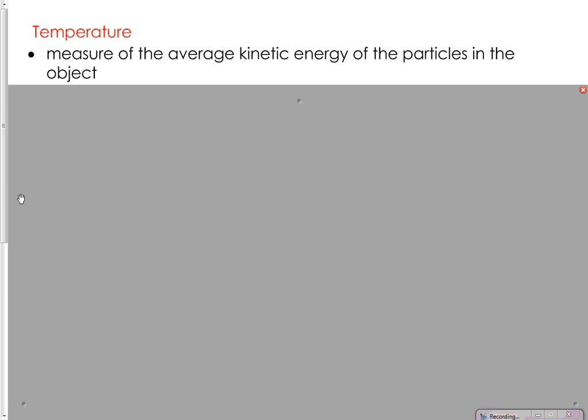So we say that by saying it's the measure of the average kinetic energy. Kinetic energy means motion. So average motion of the particles in an object. The faster the particles are moving, the higher its temperature. The slower the particles are moving, the lower the temperature.